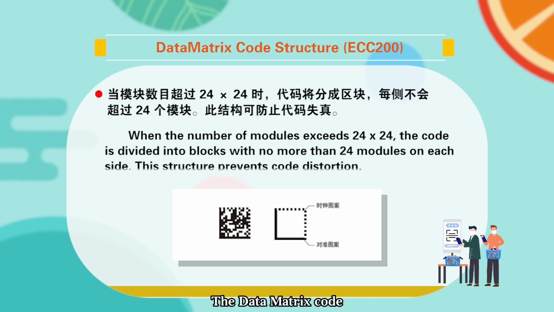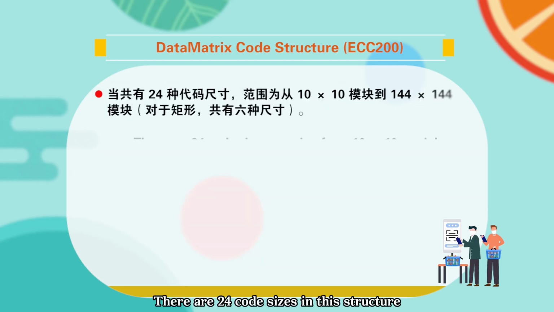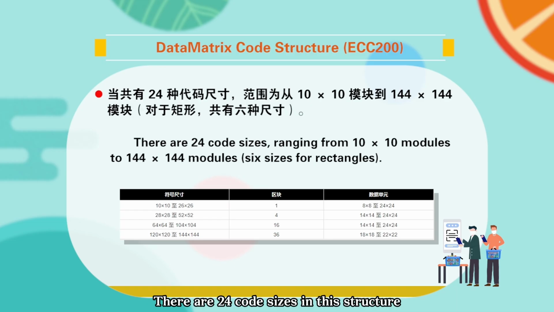In the DataMatrix code, when the number of modules exceeds 24 by 24, the code is divided into blocks, with no more than 24 modules on each side. This structure prevents code distortion. There are 24 code sizes in this structure, ranging from 10 by 10 modules to 144 by 144 modules. For rectangles, there are 6 sizes.